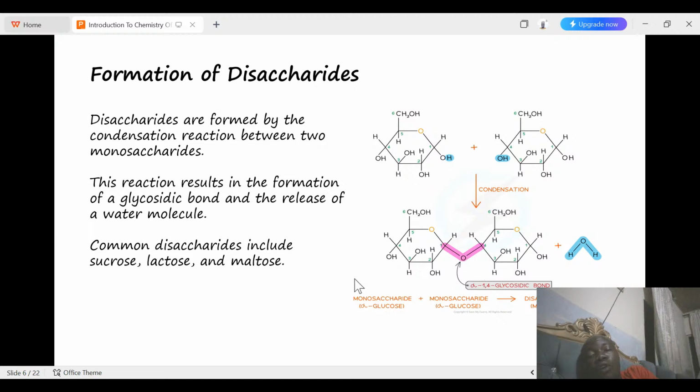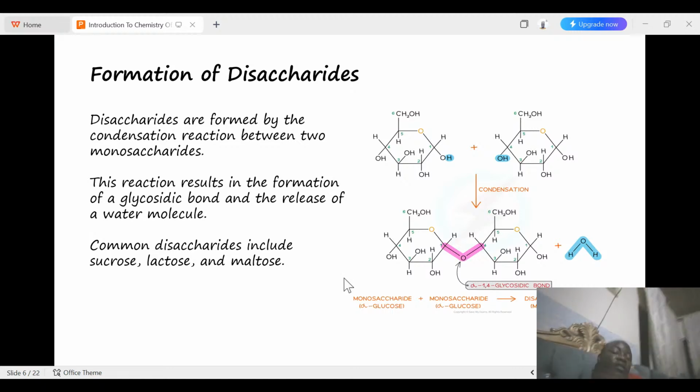So how are these monosaccharides joined, how are these disaccharides produced? So disaccharides are formed.